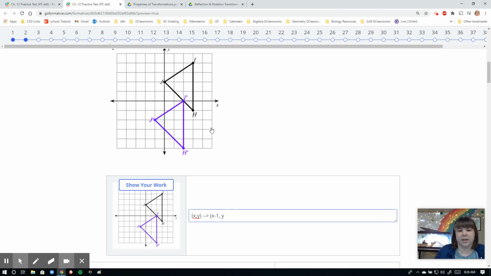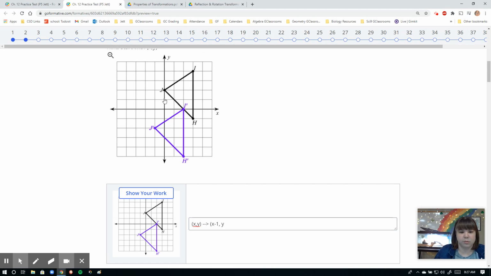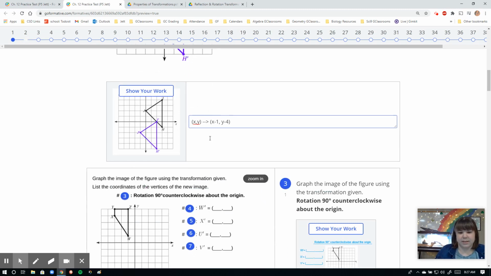Now we need to figure out what's happening to Y. So Y is the up and down value. If we're looking at I and I prime, I would be at 1, 2, 3, 4. But then I is at Y equals 0. So maybe it's Y minus 4. Let's try 2 other points. So here we've got J. J is at Y equals 2. And then if we go down 4, J prime would be at negative 2. So it is subtracting 4. So we could say Y minus 4. That's the answer for number 2.